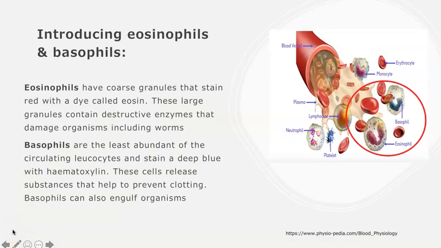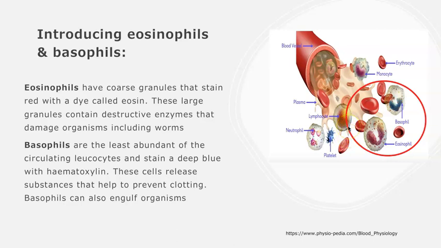A couple other leukocytes in the blood have phagocytic capacity, but are not quite as efficient as neutrophils and monocytes. And these are the eosinophils and the basophils. Eosinophils have coarse red granules that stain with a dye called eosin, hence its name. These granules contain damaging proteins, which can help to damage large organisms such as worms and help us to protect against this type of pathogen.